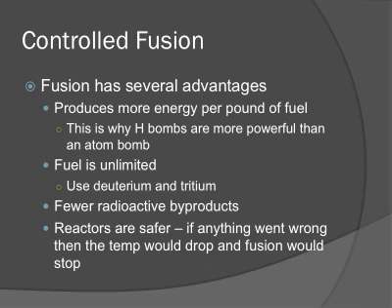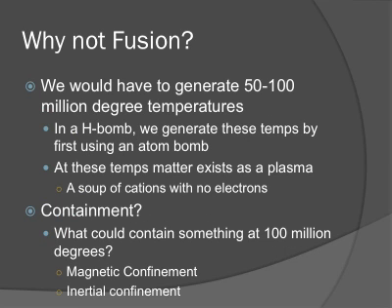Well, sounds pretty good, doesn't it? So why don't we use it? Well, in order for us to do controlled fusion, we would have to not only generate but maintain 50 to 100 million degree temperatures. Okay. In a hydrogen bomb, we create these temperatures by first using an atom bomb.